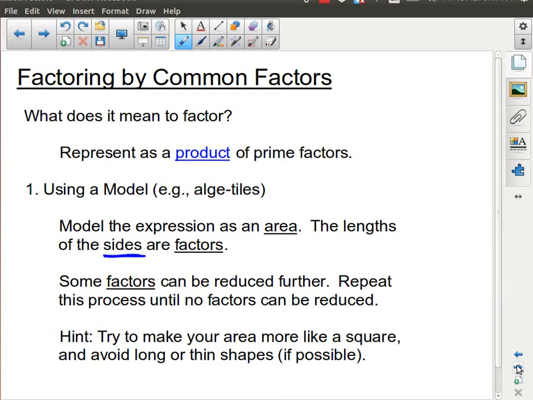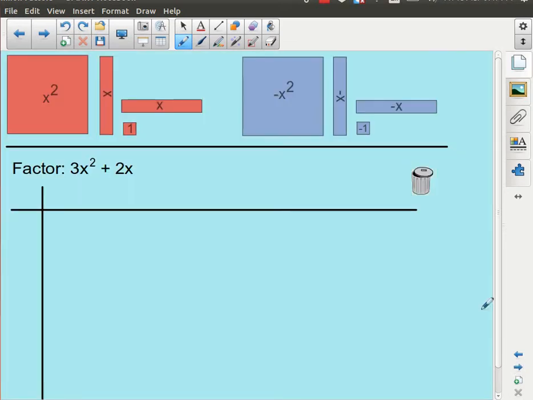All right, so let's do an example using algebra tiles. I've been asked to factor 3x squared plus 2x. So 3x squared, now I have to line these up. There's 3 of them, so really my only options are to line them up horizontally like this, or I could line them up vertically, but based on my screen layout, horizontally seems to be the way to go.